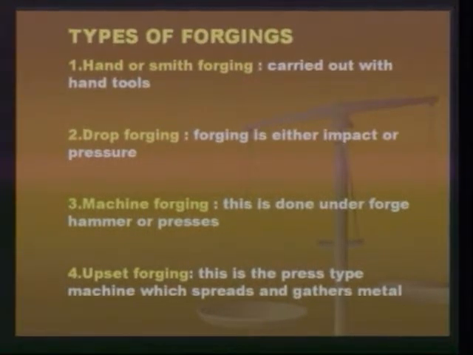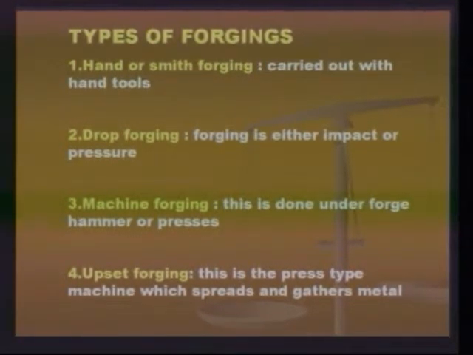In this chapter, we are discussing hand forging, machine forging and the tools used in forging. There are different types of forgings generally developed in different workshops. They are hand forging, drop forging, machine forging, upset forging. First one is hand forging. That means this hand forging is carried out purely with hand tools, depending upon the skill of the operator. So it is also named as smithy forging.